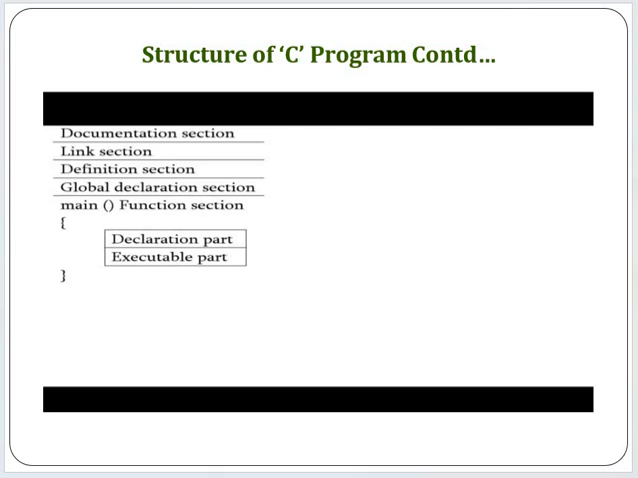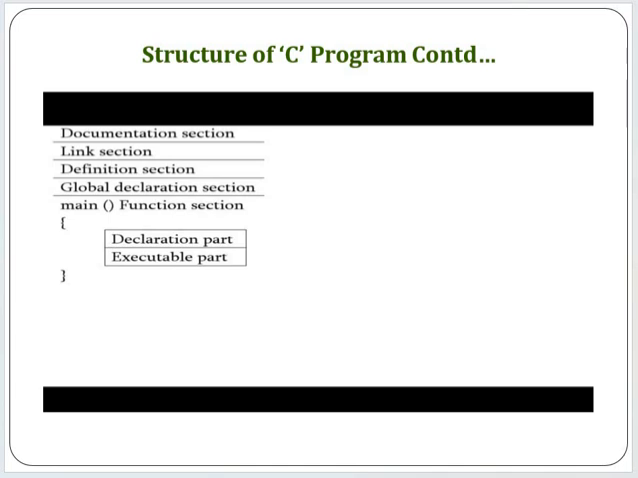And then link section. This includes the preprocessor directives, that is include and define, as I said. And then definition section. This defines functions and variables used in the program. Then global declaration section. This declares variables that can be accessed from anywhere in the program. Global variables should be used sparingly as they can make code harder to maintain. And then main function section. This is the entry point of every C program, as I said earlier. Program execution begins here.